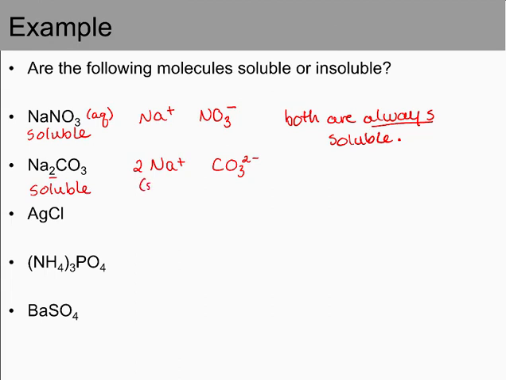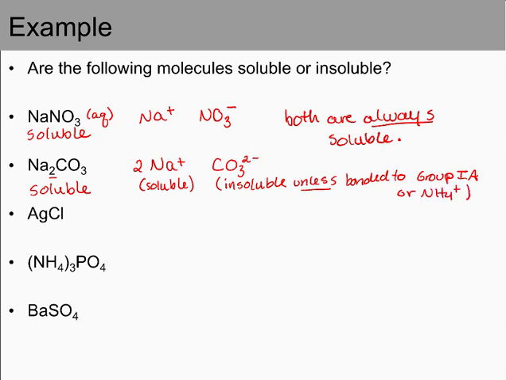So here I'll put a little note under each. So sodium ions are soluble, and carbonate ions are insoluble unless bonded to group 1A metals or the ammonium ion. All right, so next, or actually let's add a little aqueous designation there. All right, next is silver bonded to chlorine, or the chloride ion.